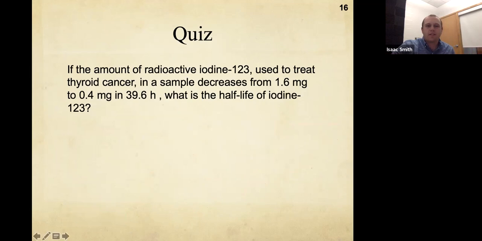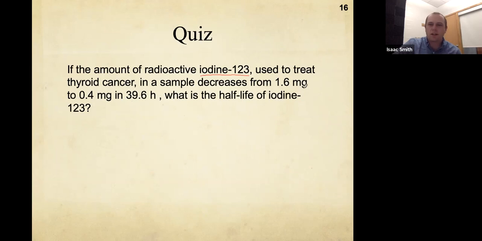Okay, here's another little quiz question to practice this principle. Go ahead and pause it and try this out first. Okay, so I'll go through this. If the amount of radioactive iodine-123, used to treat thyroid cancer, in a sample decreases from 1.6 milligrams to 0.4 milligrams in 39.6 hours, what is the half-life of iodine?